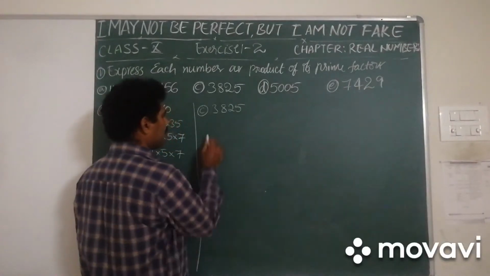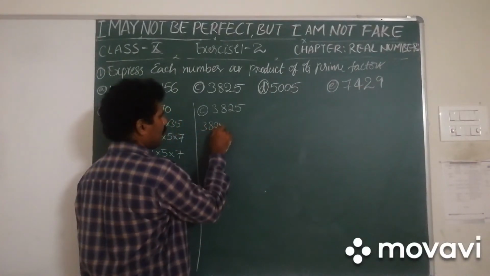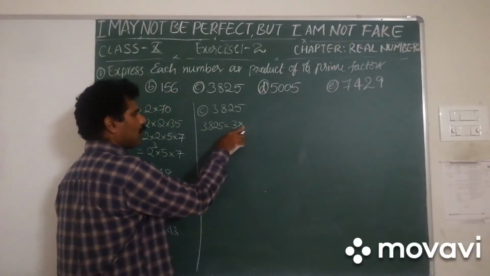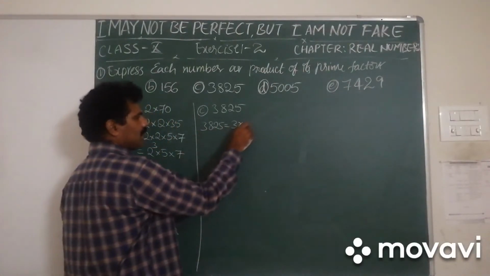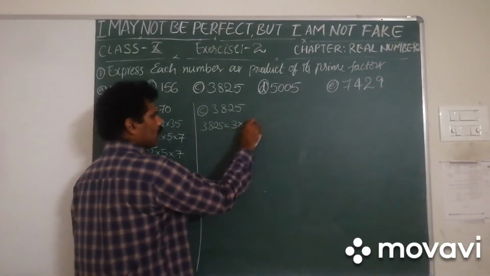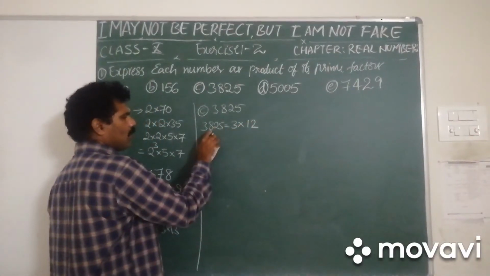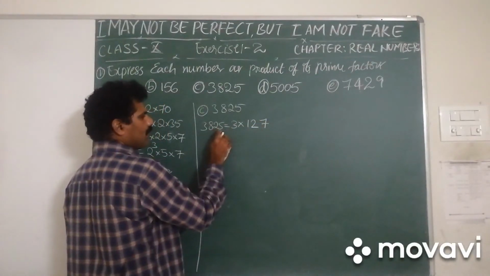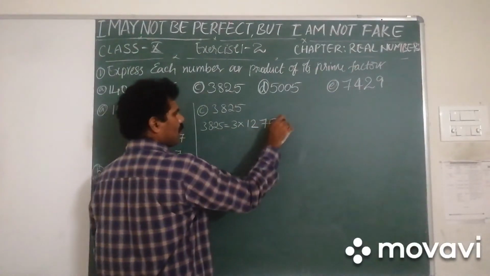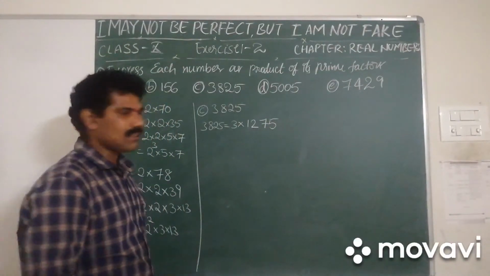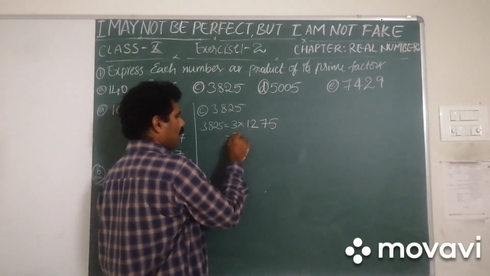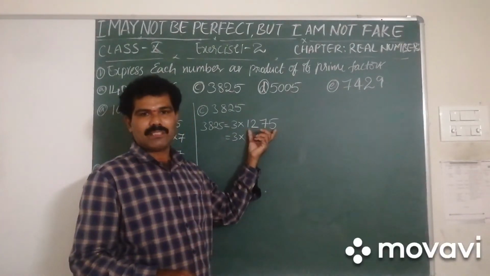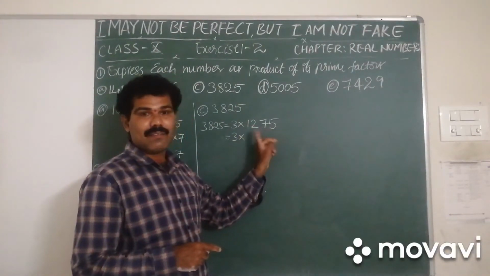Then how can we represent this? 3825 is equal to 3 into, since this number is divisible by 3. How many times? 3 ones are 3, 3 twos are 6, 3 7s are 21, and you will have 15. How many times? 5 times, 3 5s are 15. So it is 1275. See, this is a composite number, because it is divisible by 5.